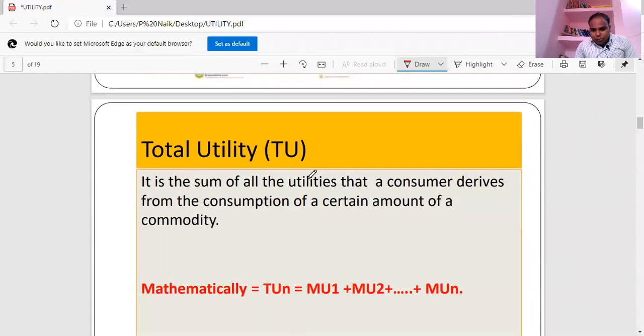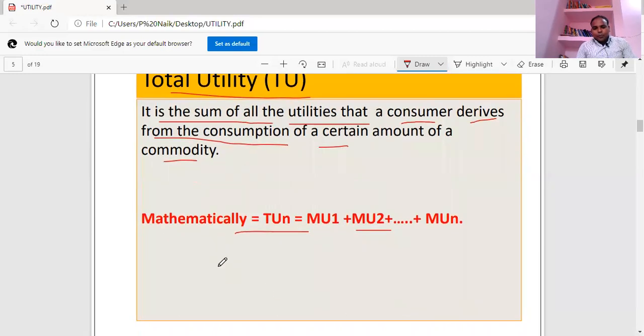So utility has two types: one is total utility and another one is marginal utility. First we will discuss total utility. It is the sum of all the utilities that a consumer derives from the consumption of a certain amount of a commodity. Mathematically, total utility n equals marginal utility 1 plus marginal utility 2 plus and so on, and we can extend this way and add.